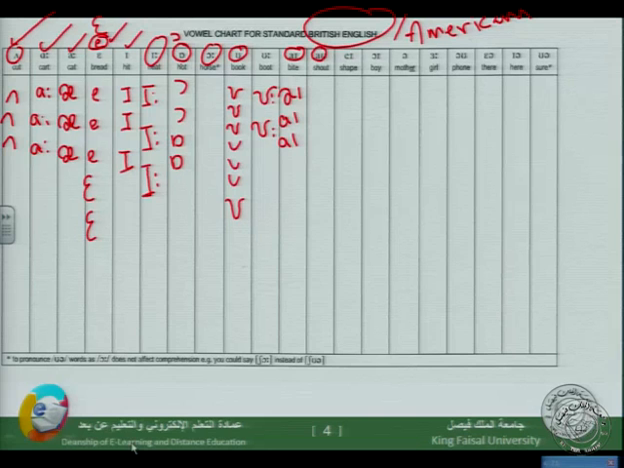Shout. A, like play, shape. Notice the A is written like this. A. Boy, Troy. Mother, father. This we call the schwa.